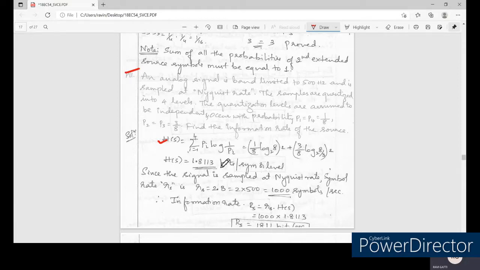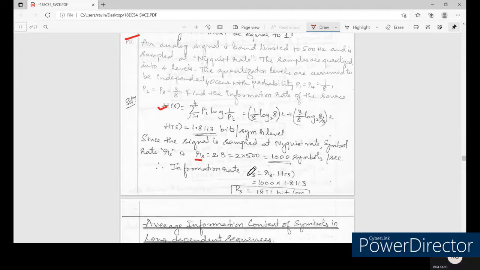The next thing is we need to find the average information rate. To find it, first we need to find the rate at which the symbols are emitted, that is small r s. In order to find small r s, they have given that the analog signal is band limited to 500 hertz, and this analog signal is sampled at the Nyquist rate, which is twice the highest frequency component. So if I substitute 2 into 500, you'll be getting 1000 symbols per second that the source will be emitting.